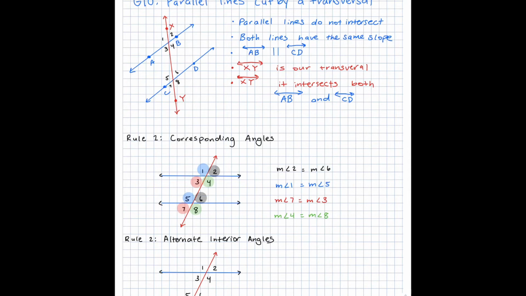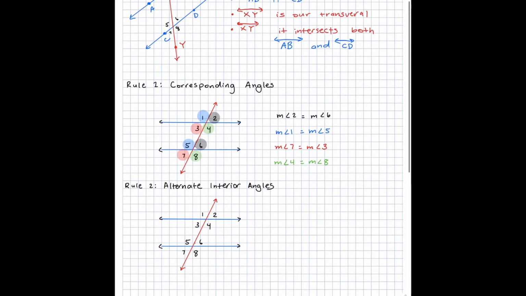Okay, so alternate interior angles has to do with the angles inside the parallel lines. Now, there's only 4 angles inside the parallel lines. Angles 3, 4, 5, and 6. Angles 1, 2, 7, and 8, they're outside. They're the exterior angles. Okay?